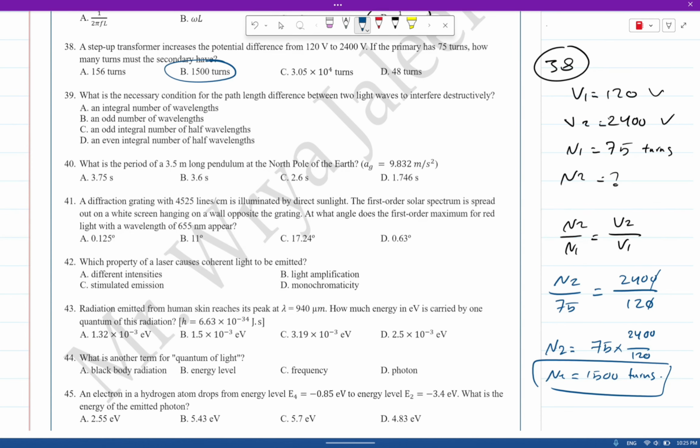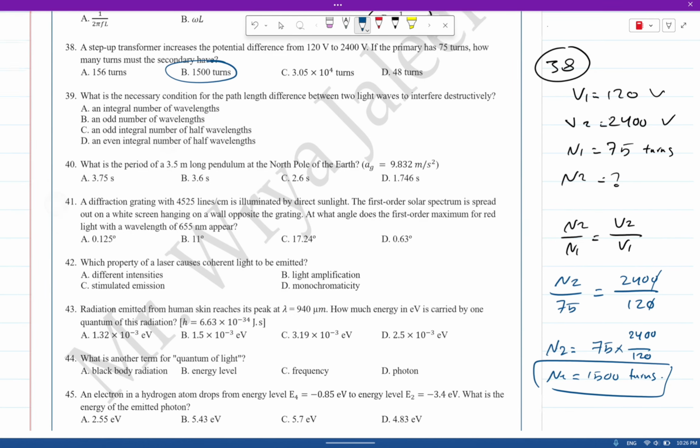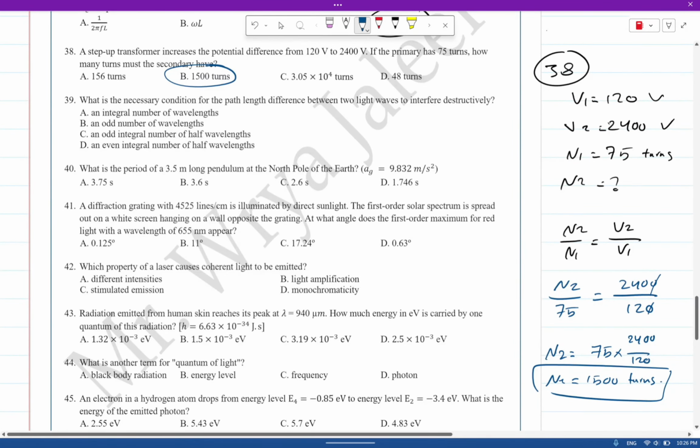But look at the options. You have to be careful with that. It says an integral number of a wavelength. No, it cannot be that. Can we say any wavelength path difference? No. What about an odd number of wavelength? It cannot be, for example, 1 wavelength, 3 wavelength. No, these are whole wavelengths. So again, these are all constructive.